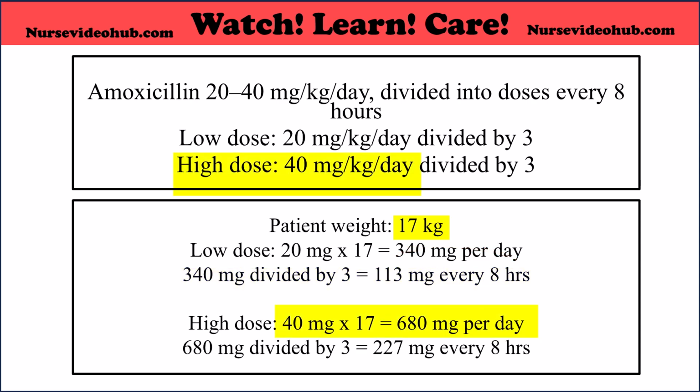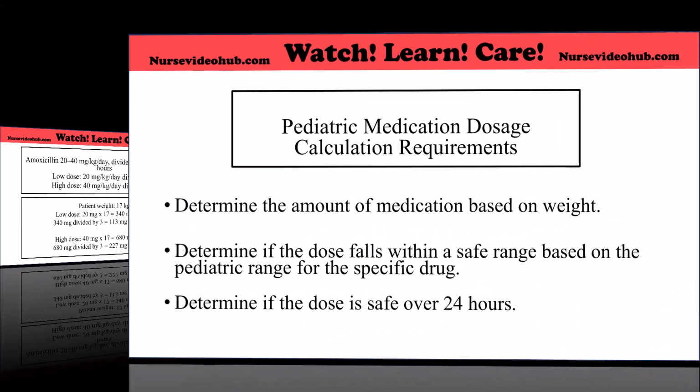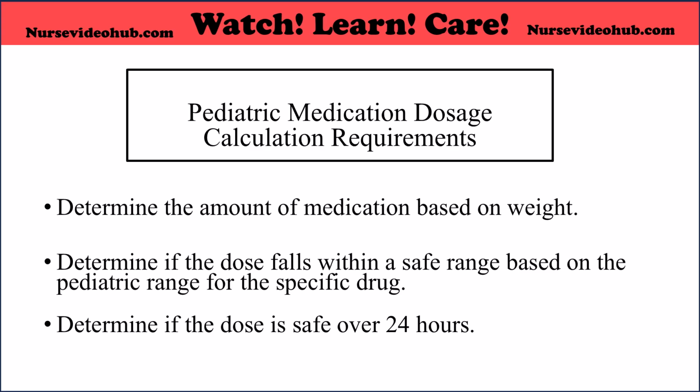The high dose is calculated by multiplying 40 milligrams by 17, which equals 680 milligrams for the daily high dose. Divide the 680 milligrams by 3, and you get the high dose as 227 milligrams every 8 hours. The prescribed dosage must be between 113 milligrams and 227 milligrams every 8 hours to fall within the safe and effective range. Pediatric dosing requires 3 steps. First, calculate the dose based on weight. Second, check if it falls within the safe range. Third, confirm if the total daily dose is also safe.